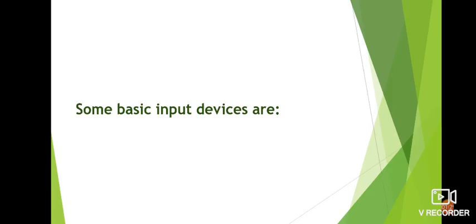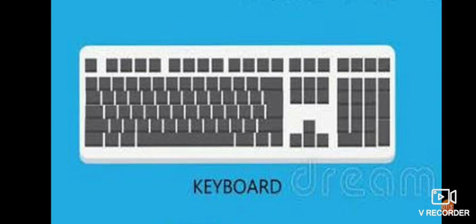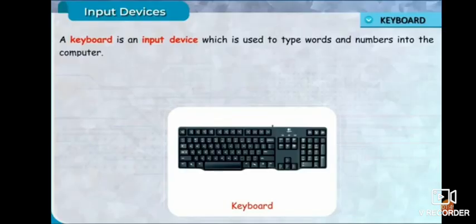Now let's read some basic input devices. What are they? Let's start with the first one, keyboard. And this is how it looks. I hope you all know that, right? It has so many buttons which are known as keys. A keyboard is an input device which is used to type words and numbers into the computer. So with the help of the keyboard, we can type words or numbers into the computer.